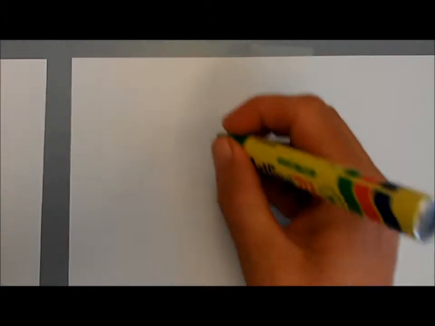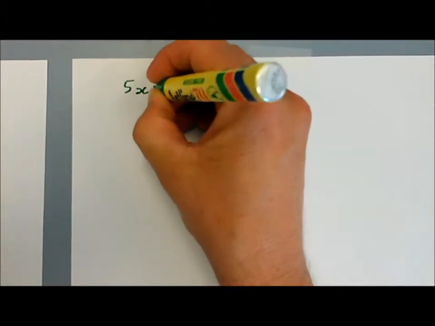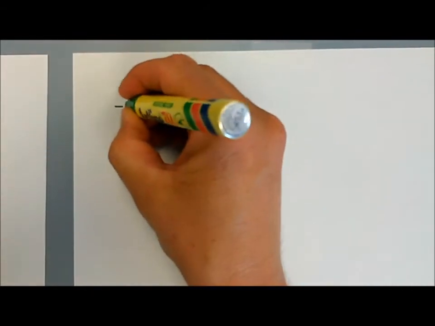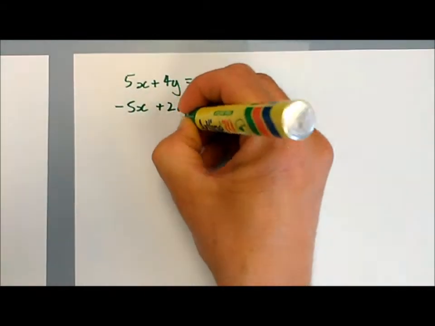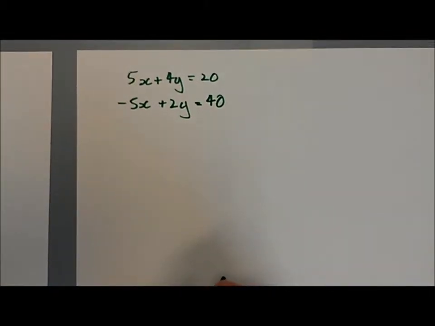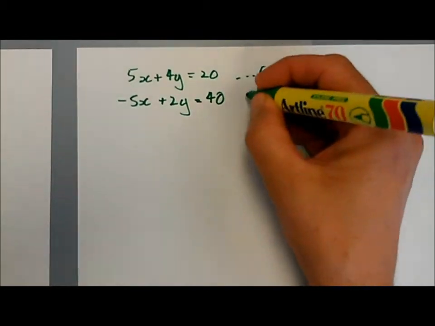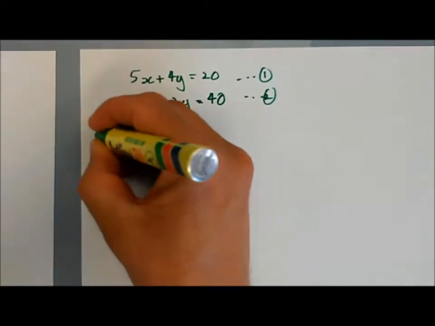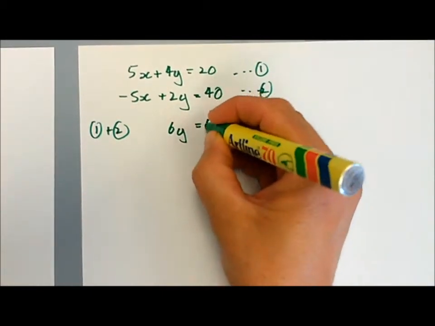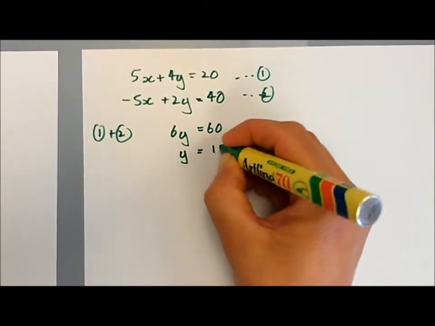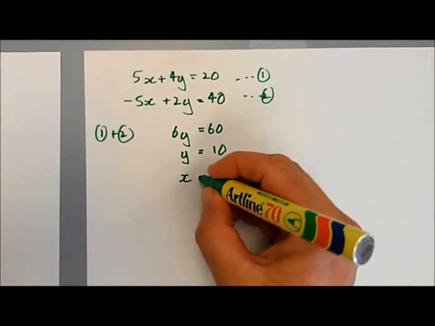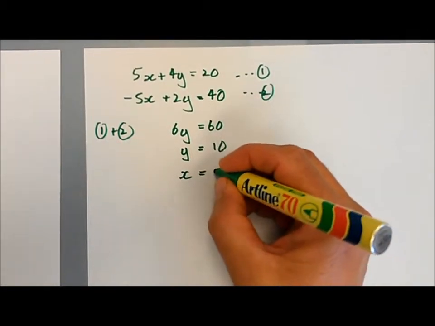We'll start by multiplying by that 10. So we get 5x plus 4y equals 20, and negative 5x plus 2y is equal to 40. Alright, they're nice and easy ones to solve, as you can see. Simply by adding them together, we'll end up with 6y equals 60. So y is 10, and subbing it back into either one, we should get x is equal to negative 4.